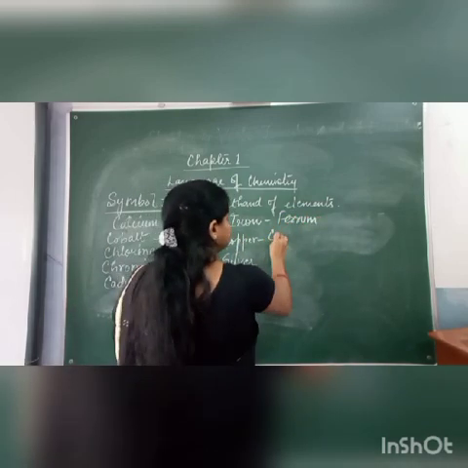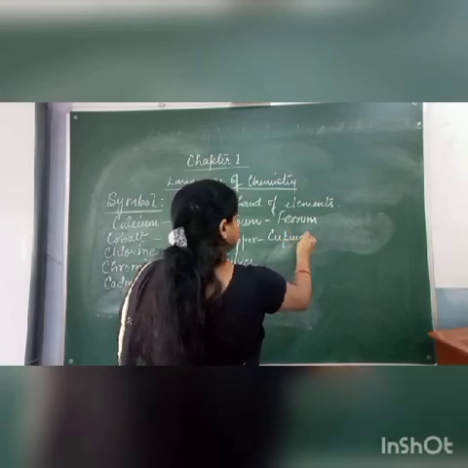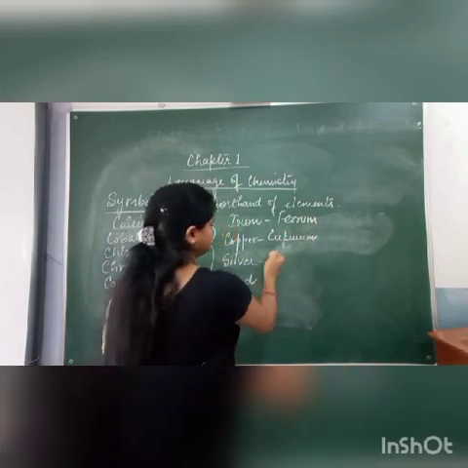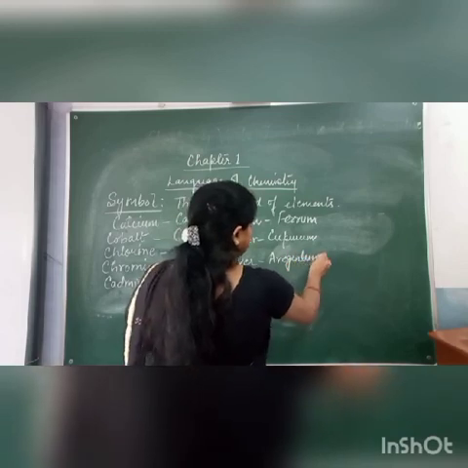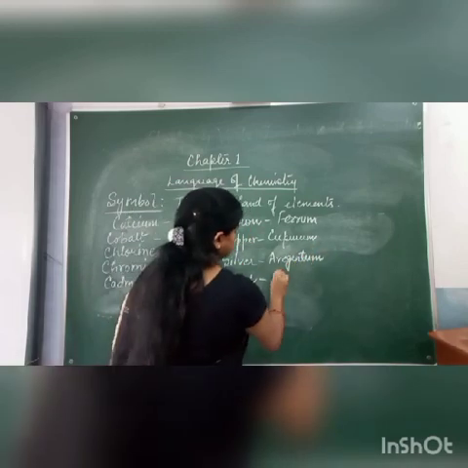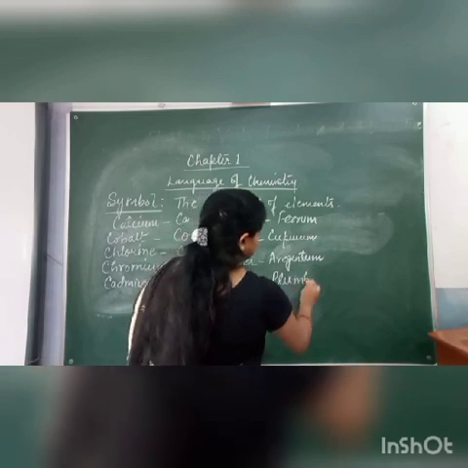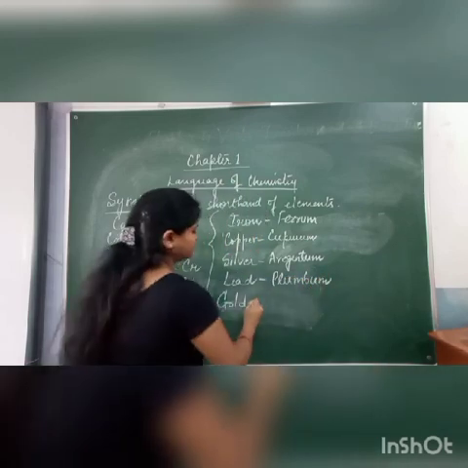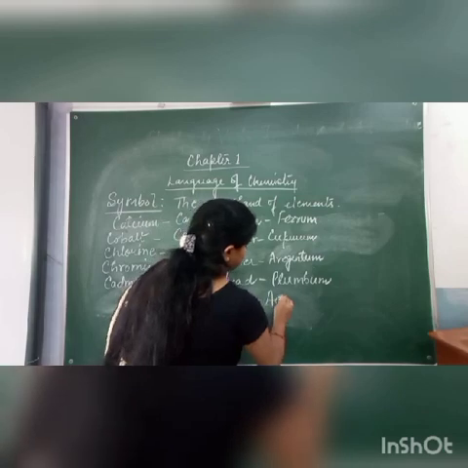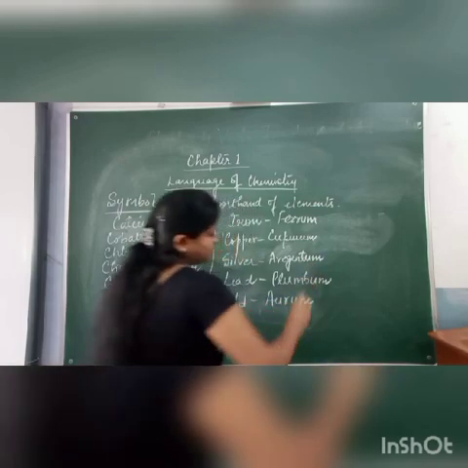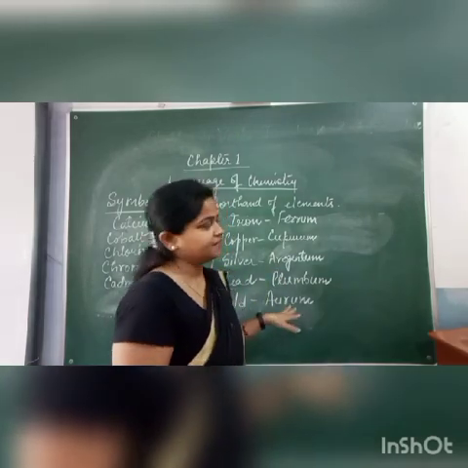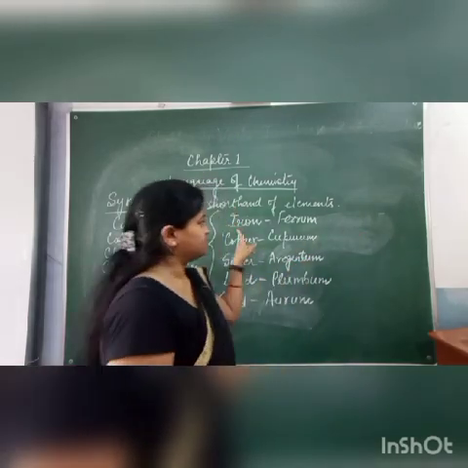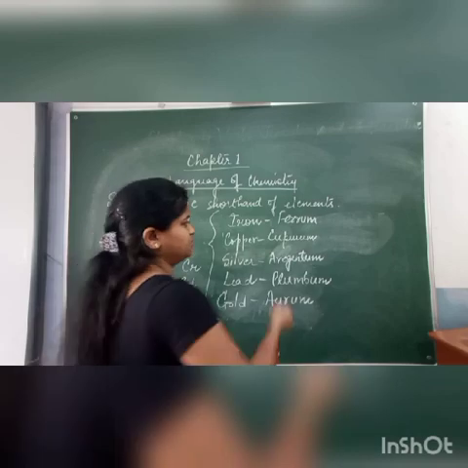The Latin name of copper is cuprum. The Latin name of silver is argentum. The Latin name of lead is plumbum. The Latin name of gold is aurum. Therefore, he took the first and second letter of the Latin names and identified the symbol of the particular element.